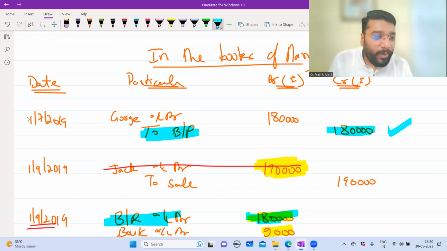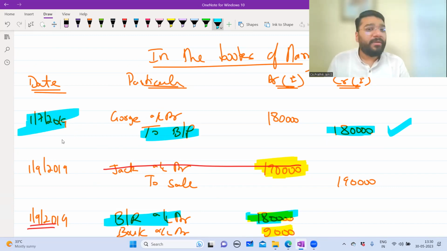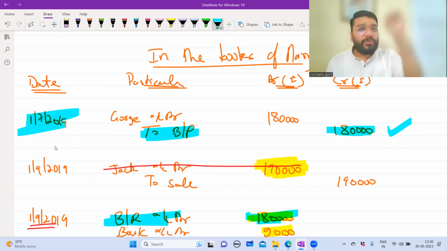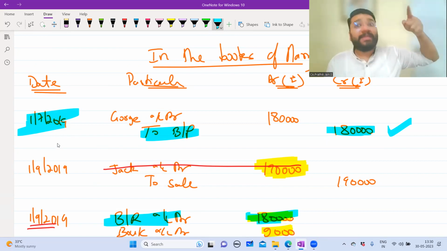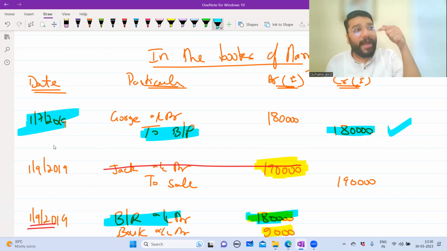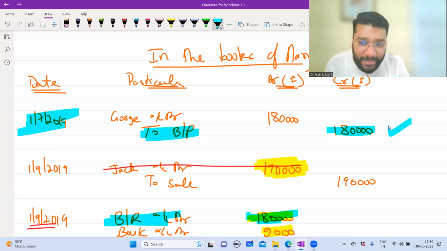guys, on 1 July 2019, Harry gave this bill to Gorgie. So Harry had to pay this money to Gorgie. Then Gorgie gave this bill to Jack, which means Harry has to pay to Jack. Then Jack gave this money to Harry. So Harry has to pay to Harry. So payable. And Harry has to receive this money. So receivable.